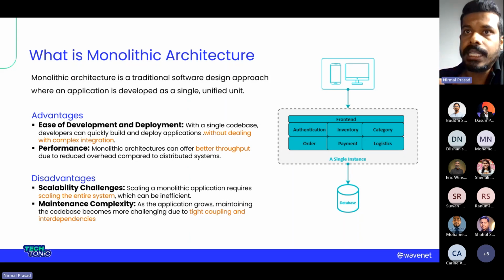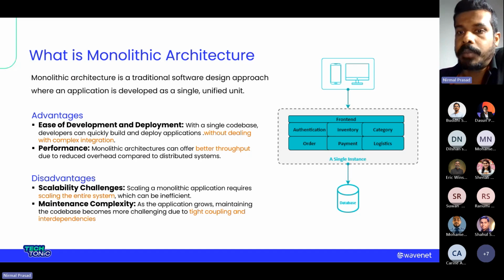So if you want to scale this one, we have to scale the whole system. We can't separate out one module and scale it. So it's an inefficient approach, and it's a challenge for this kind of architecture.